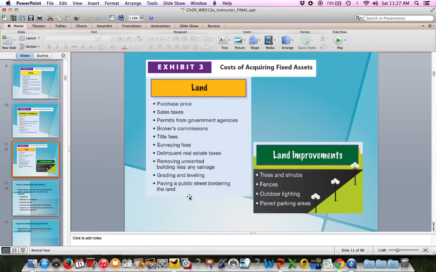It's basically any improvement that's added to the land. So you can see trees and shrubs, or landscaping, fencing, lighting, parking lots. Now the difference between land and land improvements is that land, once we come up with that cost of land, we never depreciate land. But we do depreciate land improvements.